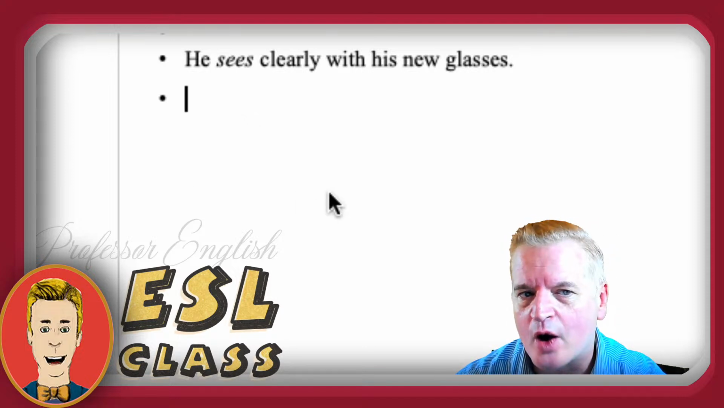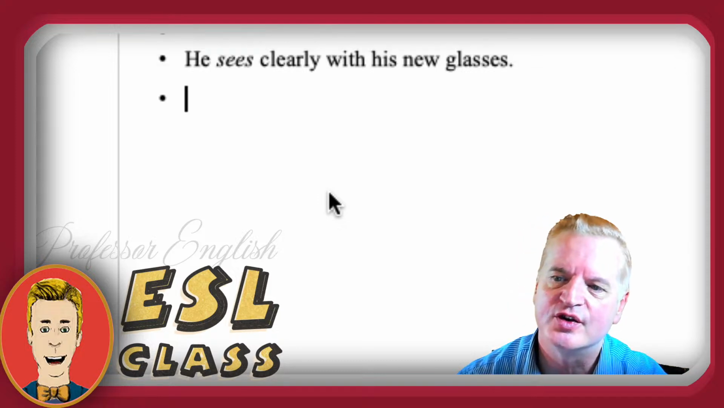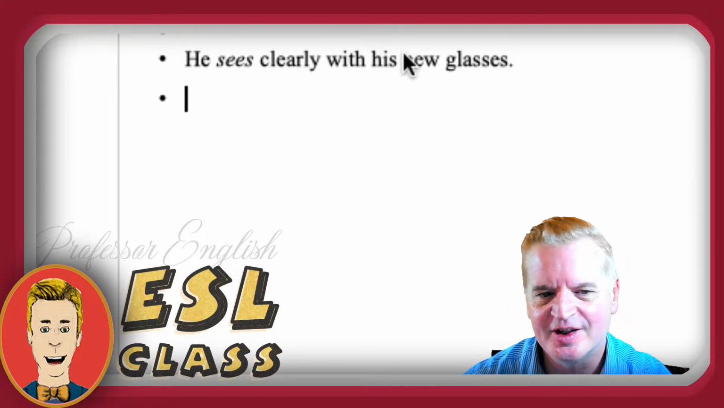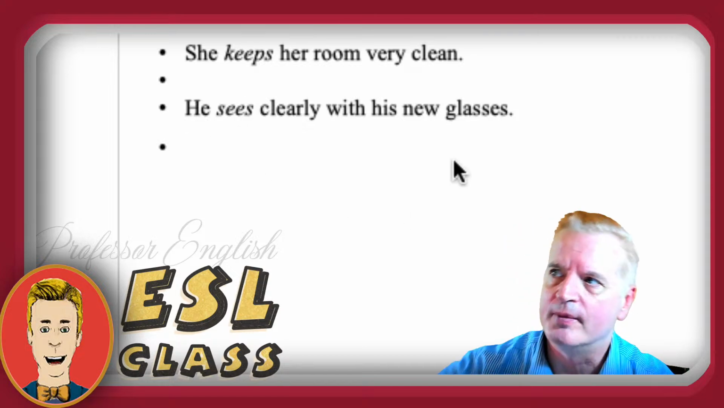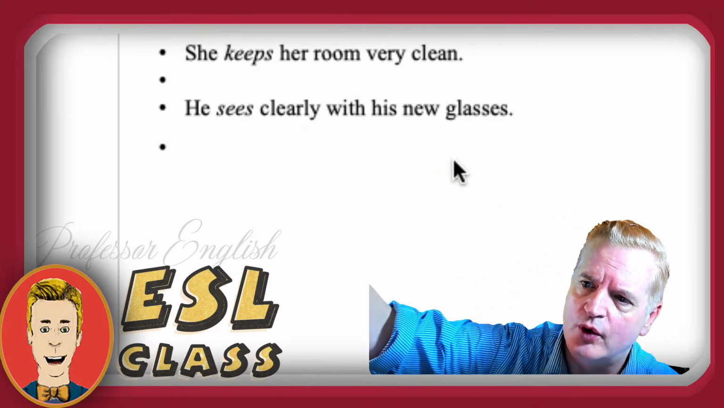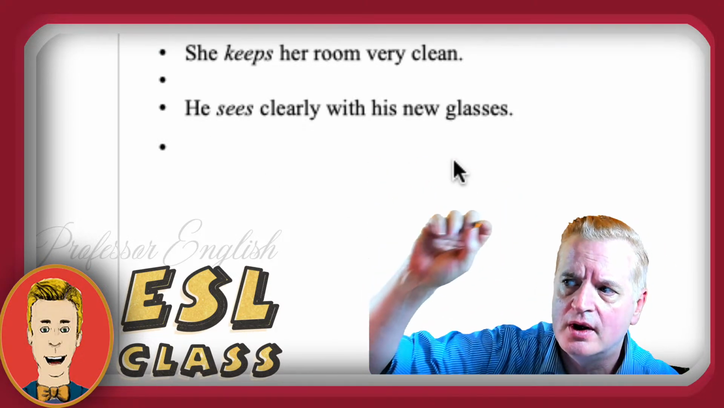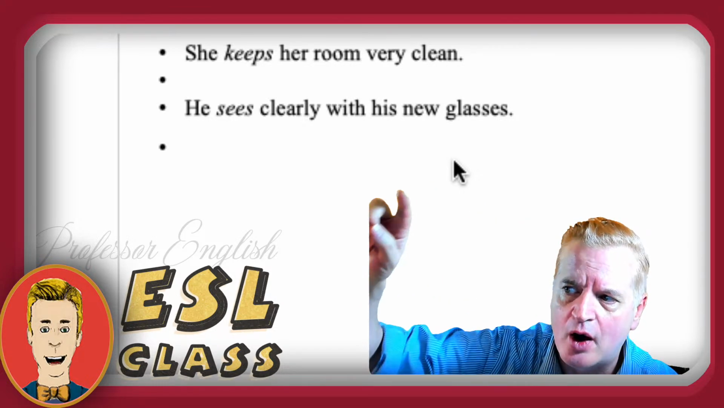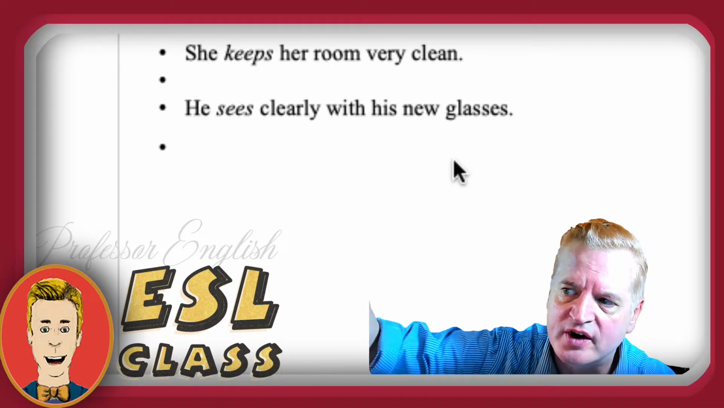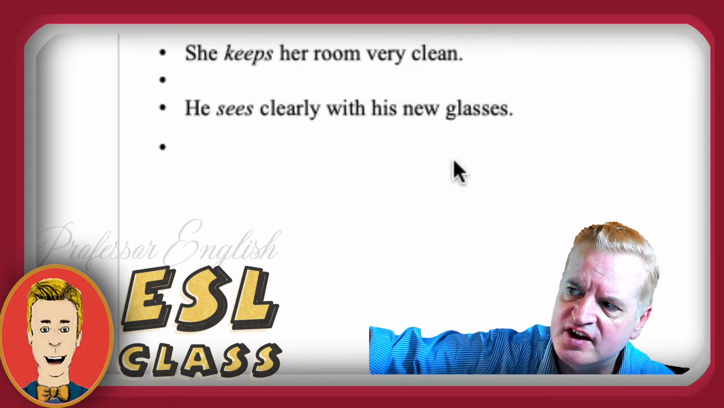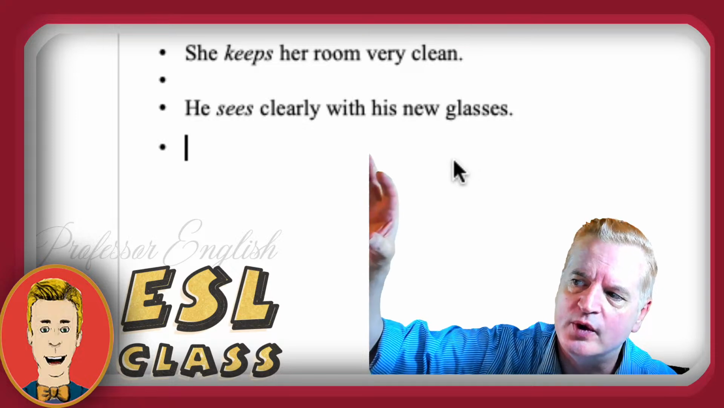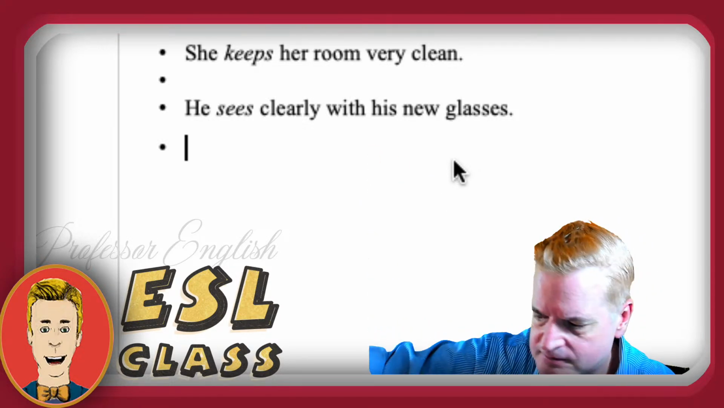Let's make a how he see with new glasses question. How will you do that? That seems complicated, but all you have to do is use the question form. He sees, statement form. Question form, does he see? How does he see? How does he see with his new glasses?